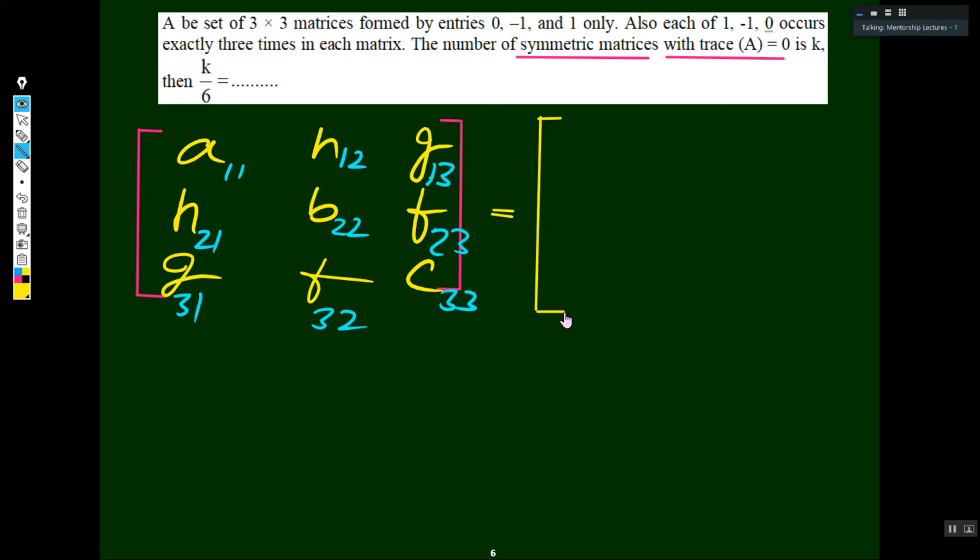What he's saying is the trace of it is 0 means the sum of the diagonal elements, as you know, is nothing but the trace. So for the trace to become 0, you must fill the diagonal with 1, minus 1, 0. There is no other option. It can be arranged in 3 factorial different ways. In 3 places, it can be arranged in 3 factorial different ways. Now, coming to the rest of them.